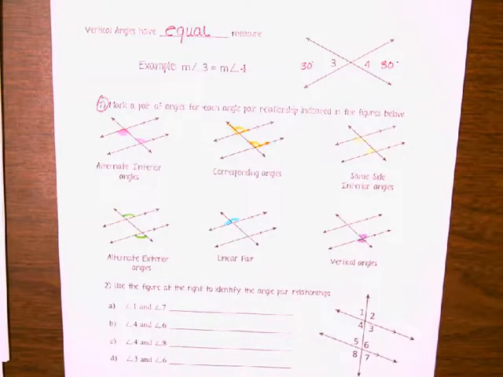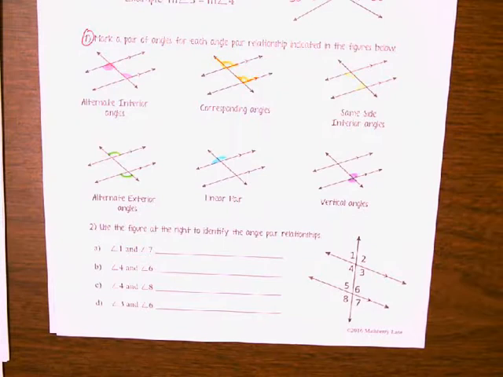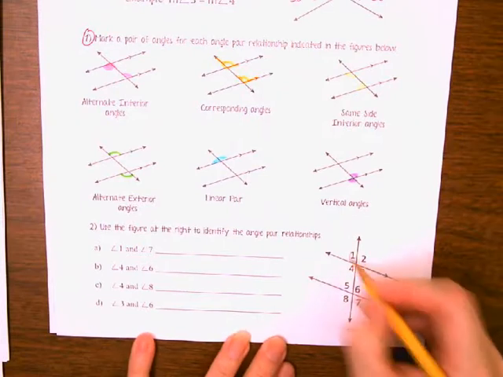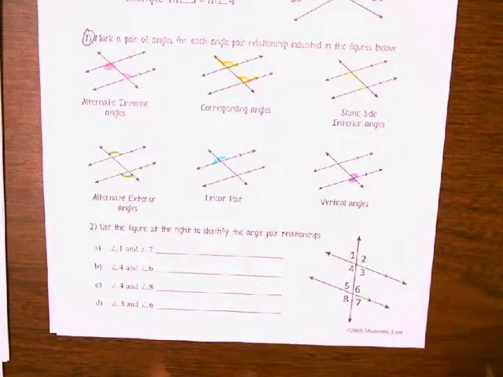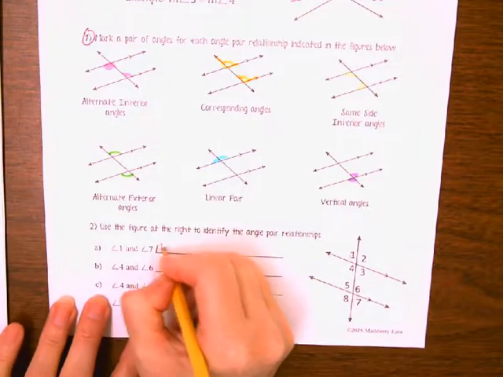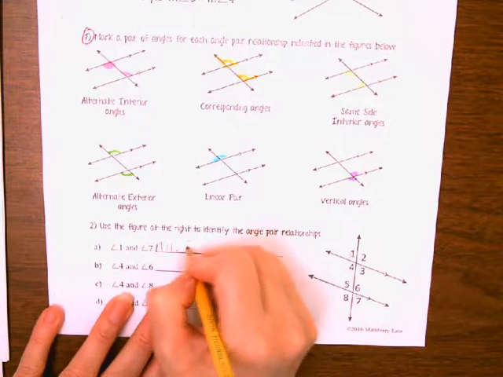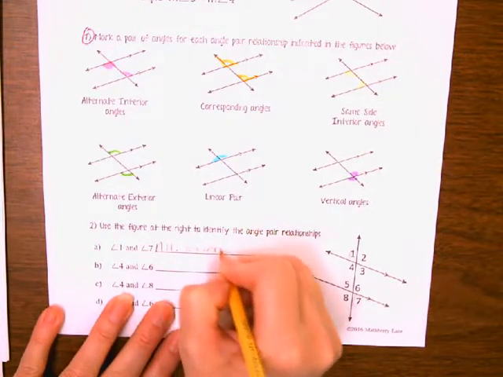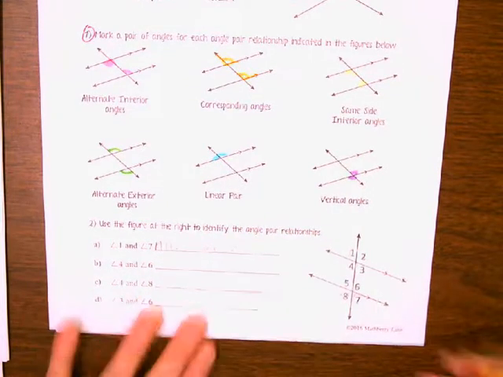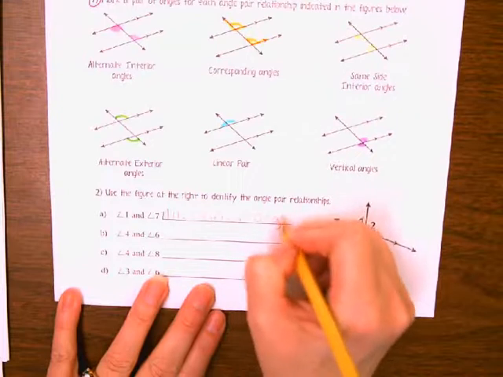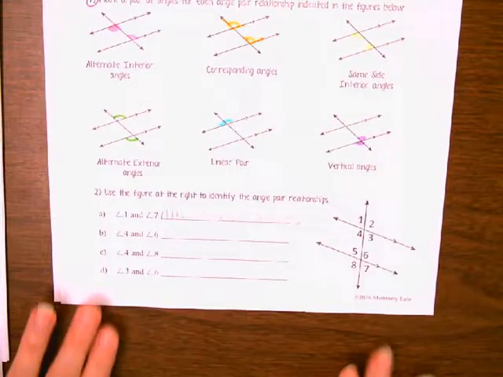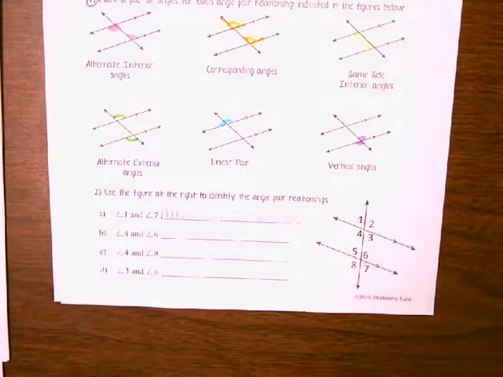Okay. All right, use the figure at the right to identify relationships. Let's see. Number 1 and number 7. Well, I can tell you that they are alternate and they're on the outside. Exterior, alternate exterior angles. That's really hard to see. Might be a little bit better.